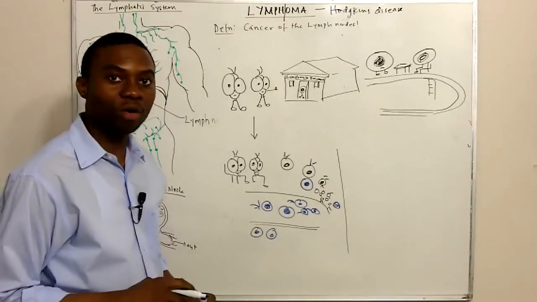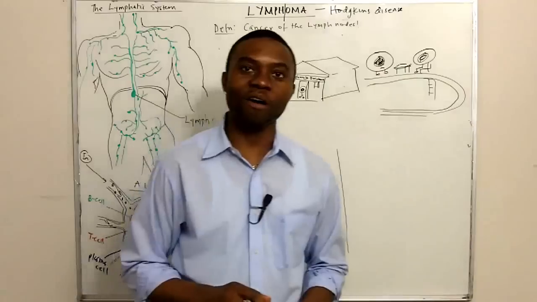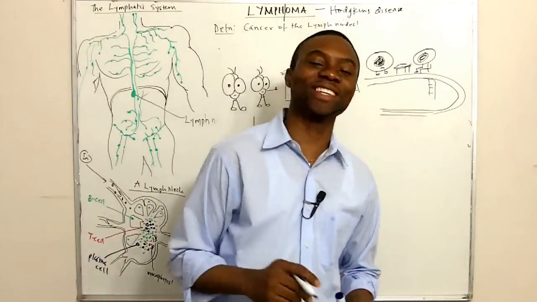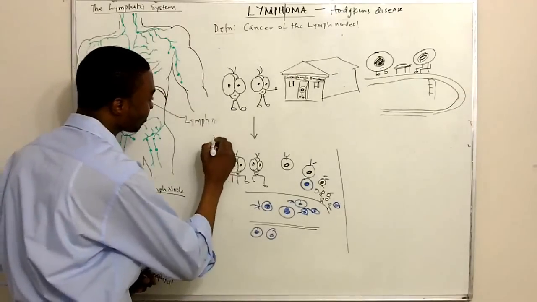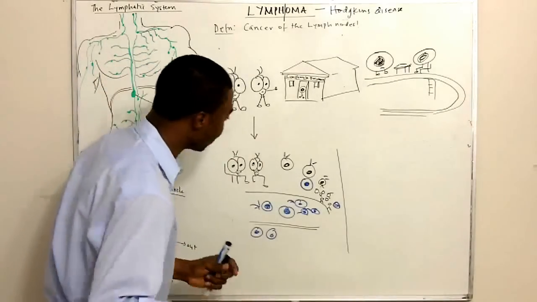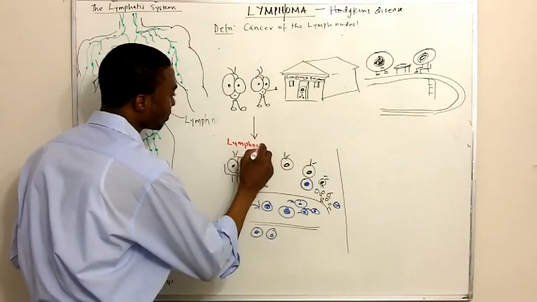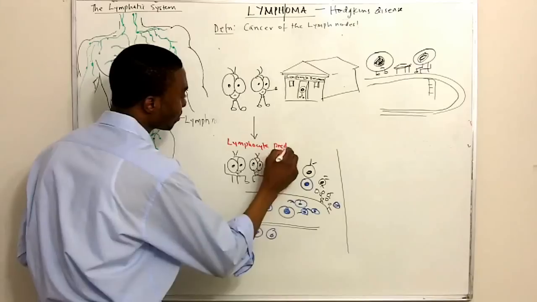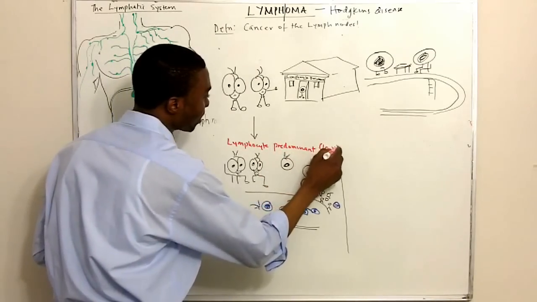So this we call the lymphocyte predominant form of Hodgkin's lymphoma. How do you like that? This is actually known as the lymphocyte predominant. Lymphocyte predominant. And this is about 10 to 20% of the time.